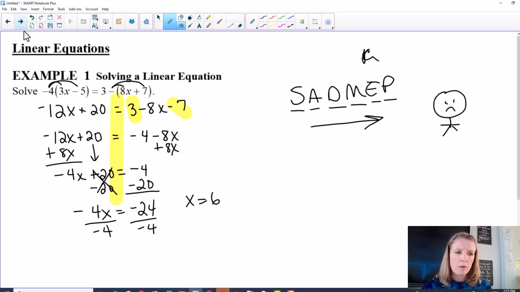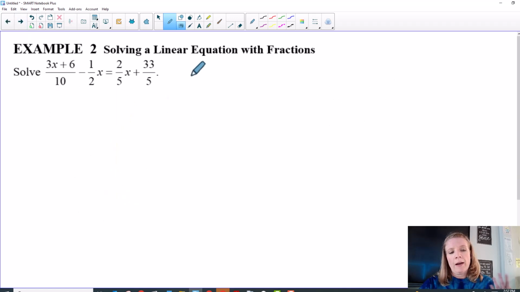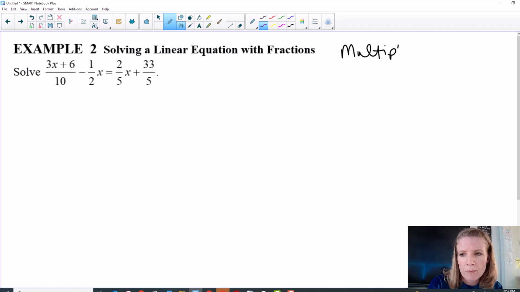Okay. Next one. Now, if you have a linear equation with fractions, you've got to do a little bit more work. So the first thing I'm going to do is get rid of my fractions. You're going to get rid of your fractions by multiplying by your least common denominator.